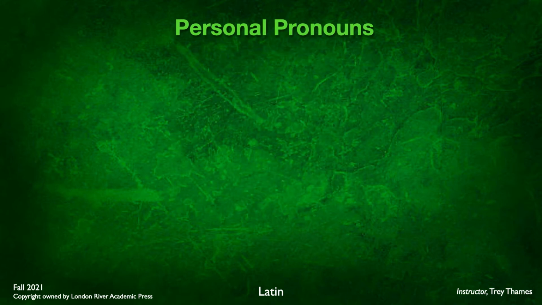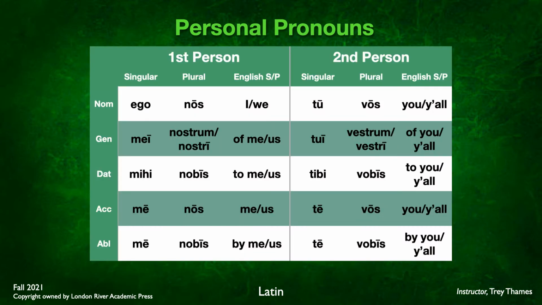These personal pronouns, we had first and second person personal pronouns, and we had ego, mei, mihi, me. In the plural was nos, nostrum and nostri, nobis, nos, nobis. The translations were I and we, of me, of us, to me, or for me, to or for us, me or us, and then by, with, or from, me or us.